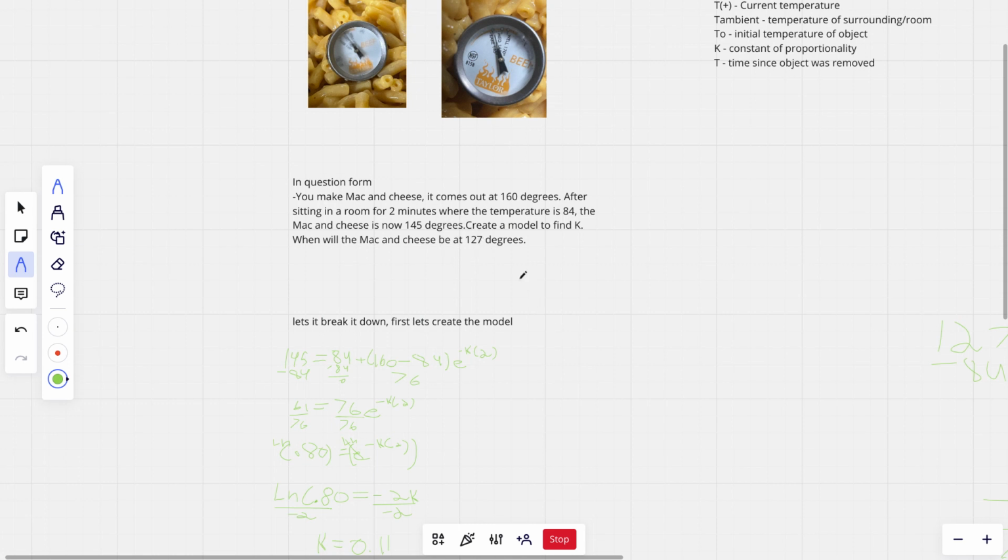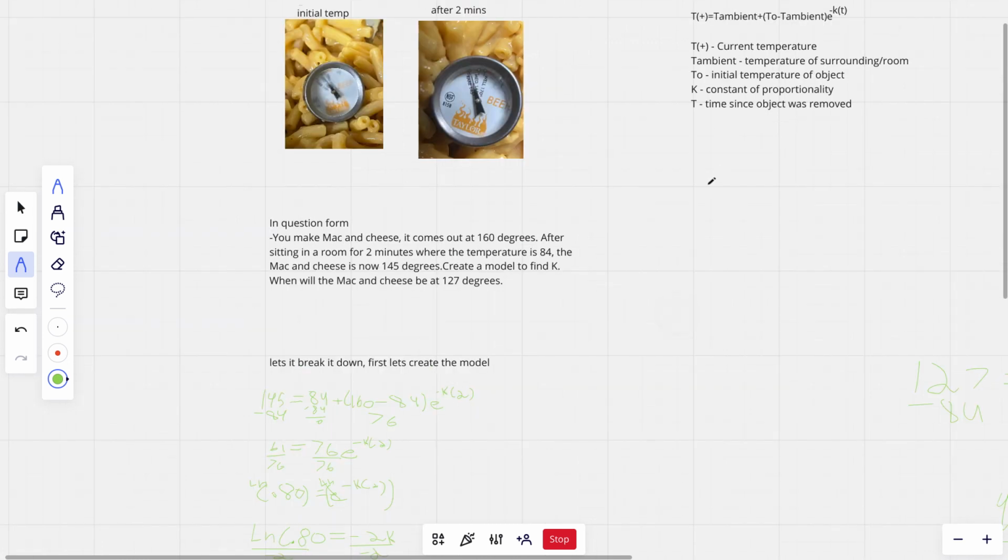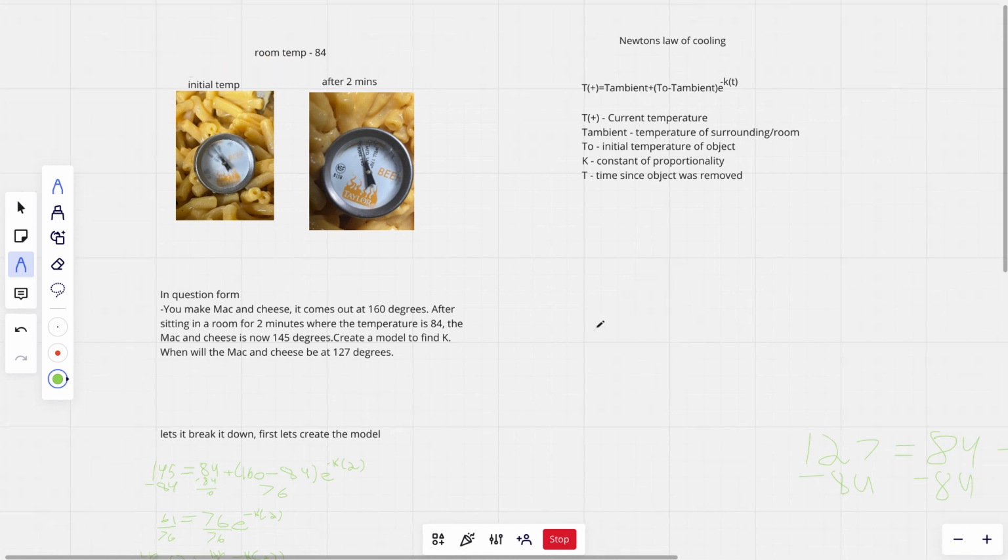And like that, you can figure out whenever the mac and cheese is going to be whichever temperature you want, on whatever you want, but it's only cooling. You cannot obviously add heat, unless, well, there's a different formula for that. But that is basically it.